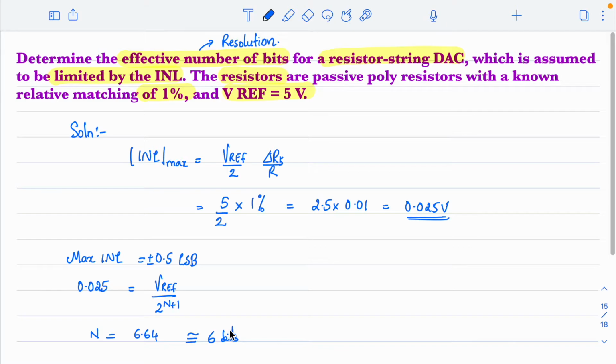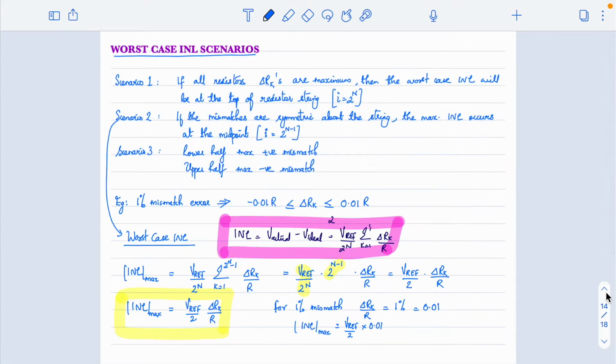Alright, I hope this is clear. So we have considered INL, the worst case INL scenario. Now when you compare DNL and INL, INL has a major effect on this resistor string DAC, because for every mismatch you will have... we have even considered the worst case INL scenarios, right?